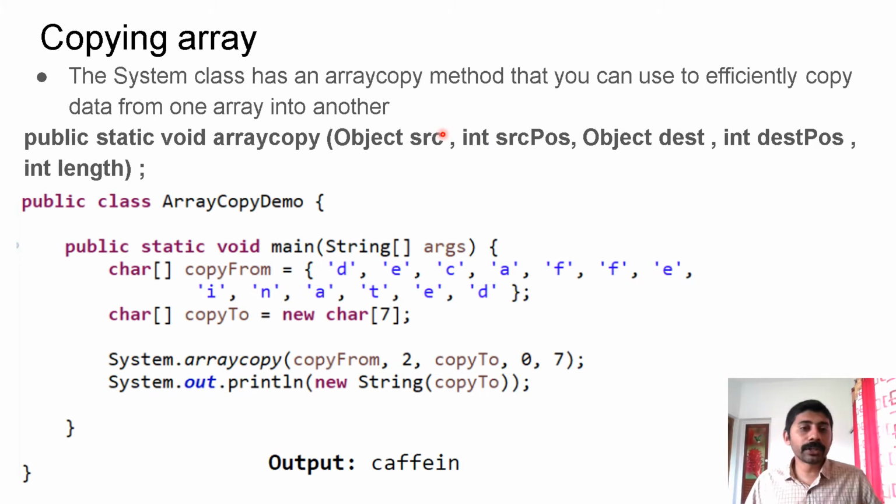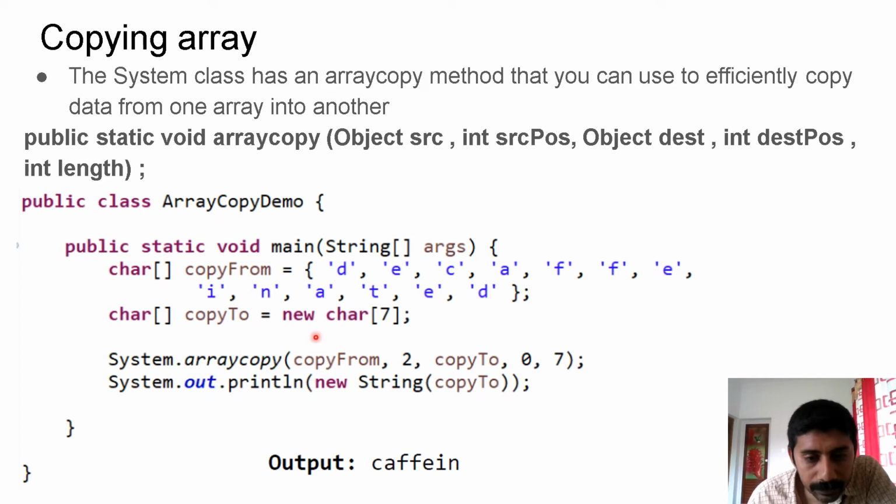Now let us see how you can copy an array. The System class has an arraycopy method that you can use to efficiently copy data from one array into another. So public static void arraycopy, object source, which position, object destination, destination position. In this way you can copy data from one array to another. To copy the elements of the array, you can directly make use of the arraycopy method.